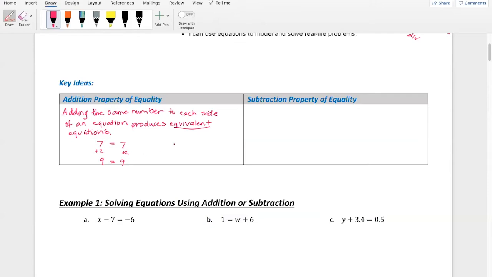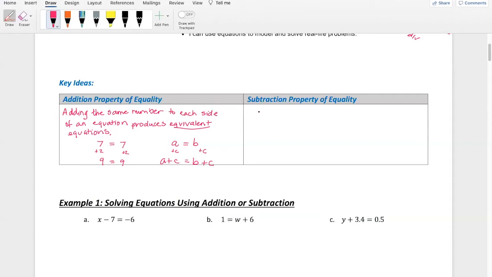This also works with variables. Let's say I had A equals B. If I were to add C to both sides, now these are different variables, they're not like terms, I would just end up with A plus C equals B plus C. However, since they're adding the same amount to both sides, they are equivalent. All right.